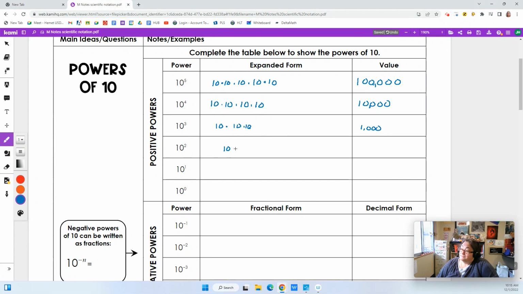10 squared, 10 times 10, 100. 10 to the 1st, well, that's just 10. 10 to the 0 power, well, that's just 1. Little trick: anything raised to the 0 power is 1. It doesn't matter what number it is. I could have 14 raised to the 0 power, it's going to equal 1. It's a good thing to learn.